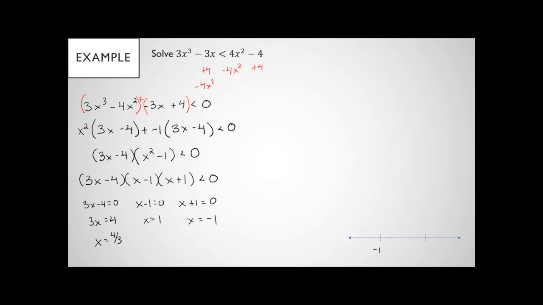So I'm going to put these on our number line. So 4/3 is a little bit bigger than 1, so I need to put it a little bit bigger than 1 on my thing. So I've got actually 3 zeros here on my chart, or on what will be my chart.